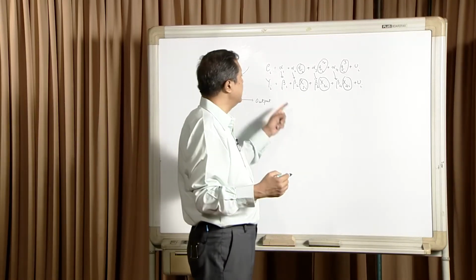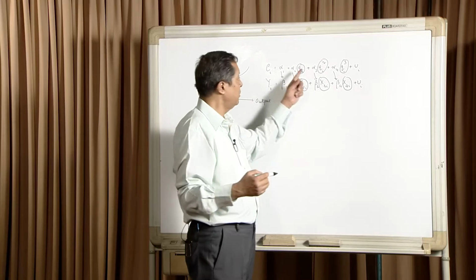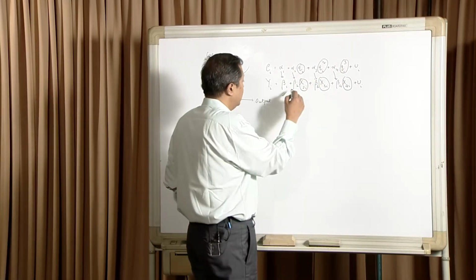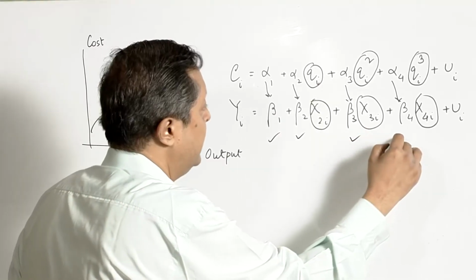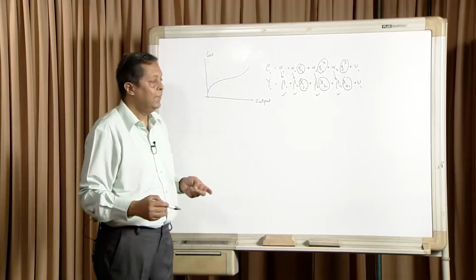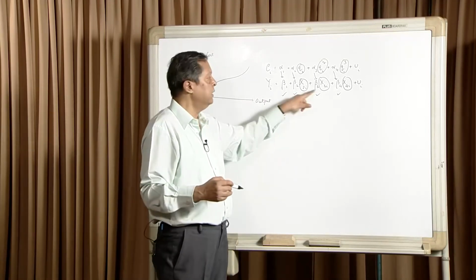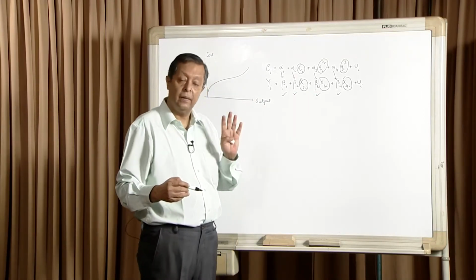It is not linear in the x's or not linear in the Qi's, it is linear in beta 1, beta 2, beta 3 and beta 4. The model is linear in the parameters, not linear in the variables. This is very important.